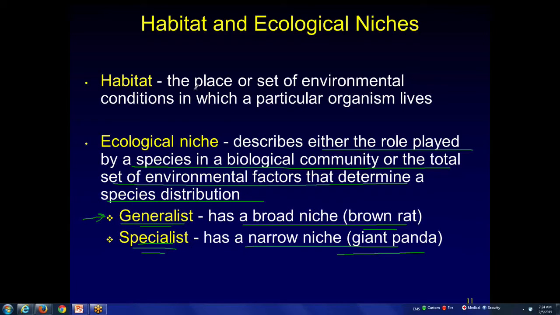Okay? So again, habitat keyword, place or set of environmental conditions in which a particular organism lives. Like the habitat could be the high mountains of Southeast Asia where lots of bamboo is found. That would be the habitat for panda. And the ecological niche, again, is the role they play. So for a panda, it's to consume bamboo, to clear out vegetation. That's one of their major roles, right?